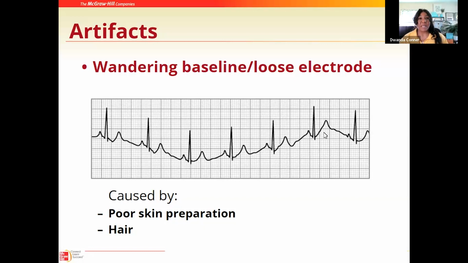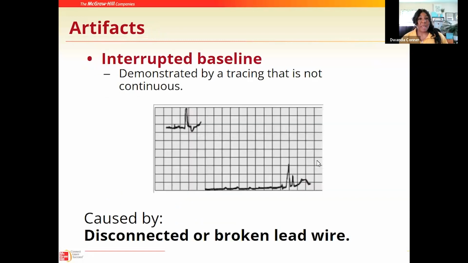So wandering baseline, you can see why it would be identified as wandering. Clearly it's wandering, it's kind of all over the place there. And in a typical EKG reading, we would see consistency across one solid line. So replace your lead, check your skin, better prepare the skin, and rerun the test.